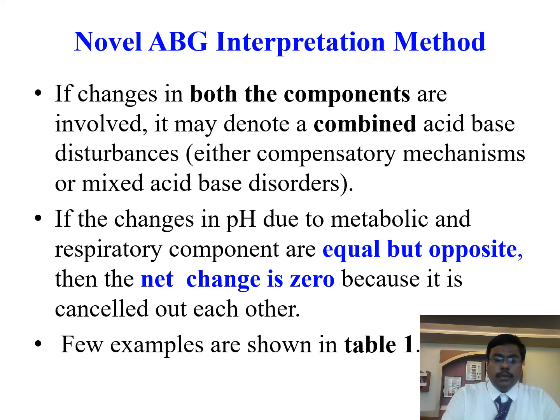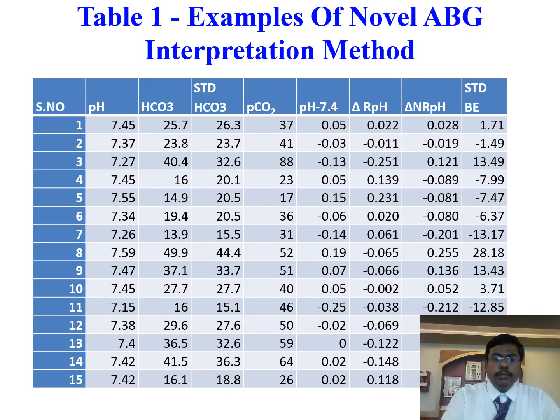Few examples are shown in the table. So this concept can be applied for any ABG interpretation. Usually in ABG interpretation, we will be looking at the pH, whether it is normal or towards acidic or towards alkaline. Then we have to find the cause for acidic or alkaline. We will be looking at the metabolic component, either bicarbonate or standard base excess, and the PCO2 for the respiratory component.